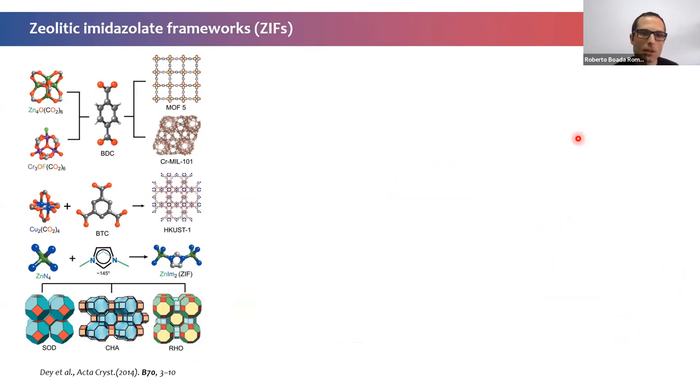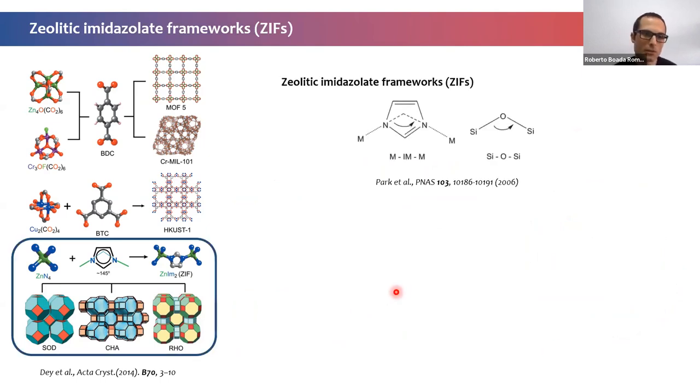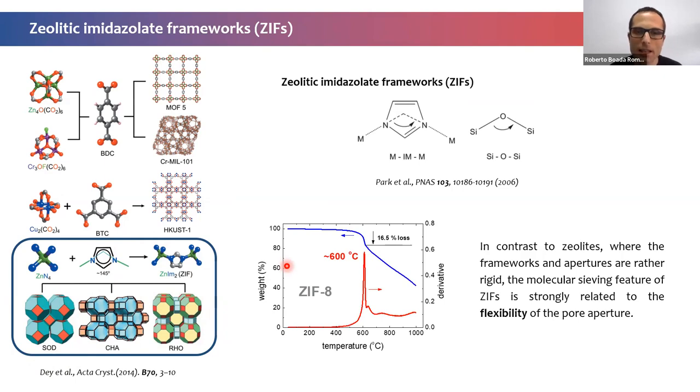So in our case, we are going to focus on the family called zeolitic imidazolate frameworks, ZIFs. They are called that because the angle of the link between the metal centers and the imidazolate is similar to the silicon-oxygen-silicon angle found in zeolites. So by combining the zinc nitrogen tetrahedron with different imidazolates, different organic ligands that can be used, we can get structures similar to typical zeolites, like sodalite, chabazite, or the RHO zeolite.